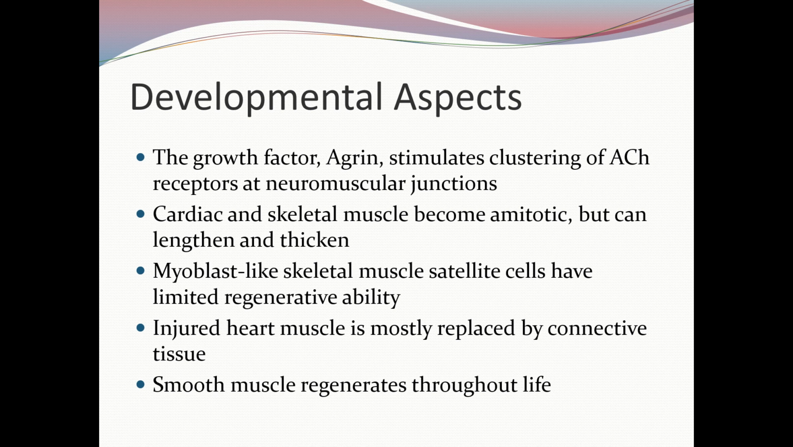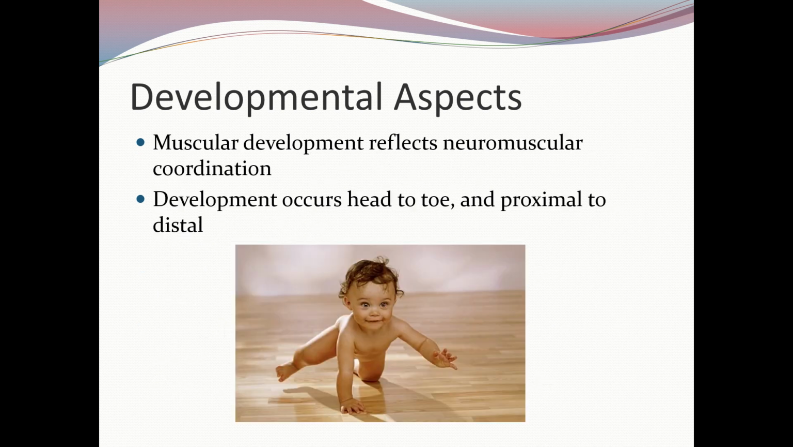Now, smooth muscle is different from skeletal and cardiac muscle in that it can regenerate throughout life. It can actually increase in its size. It can hypertrophy by increasing the number of cells during pregnancy, for instance. The uterine walls, which are smooth muscle, will drastically increase. Muscular development will reflect neuromuscular coordination. So development will occur from head to toe and proximal to distal.